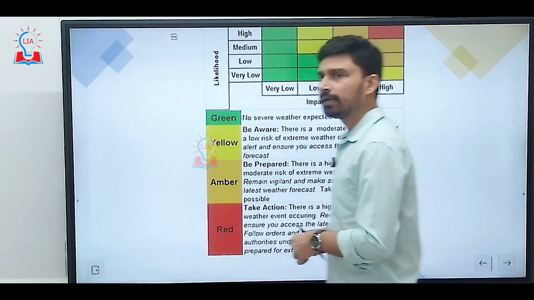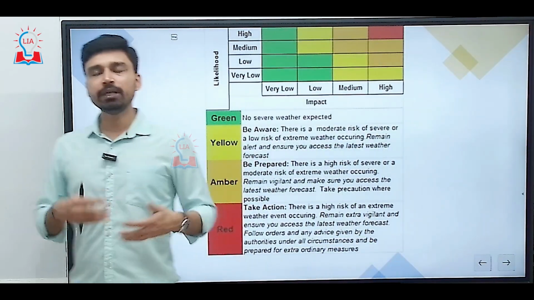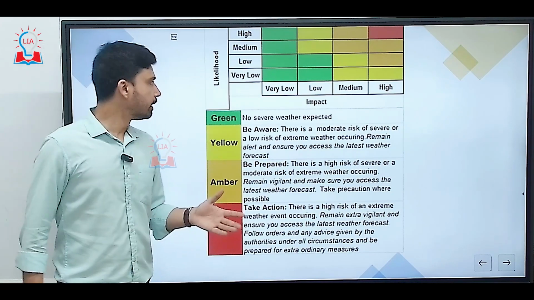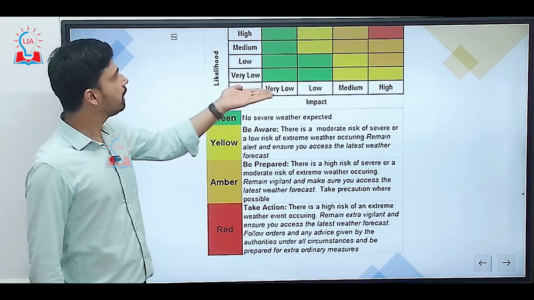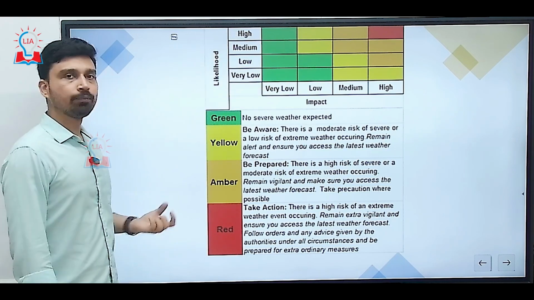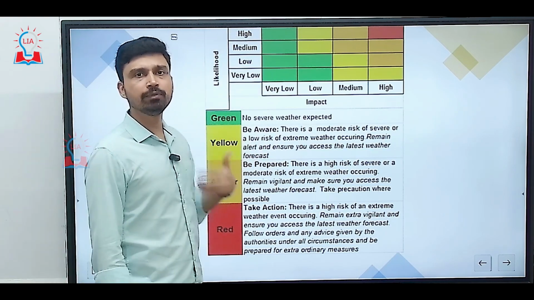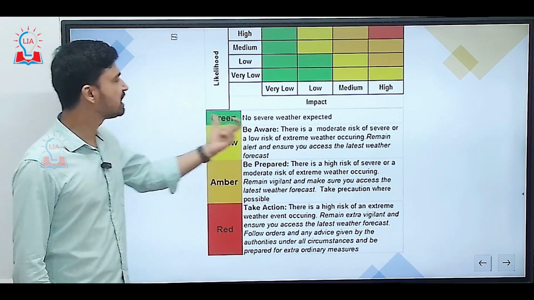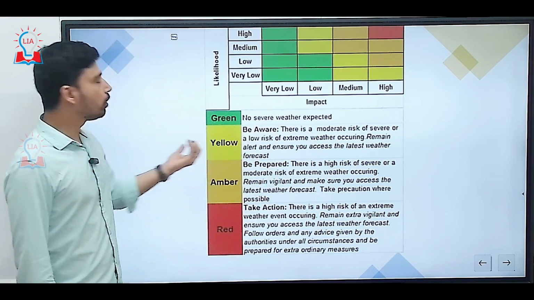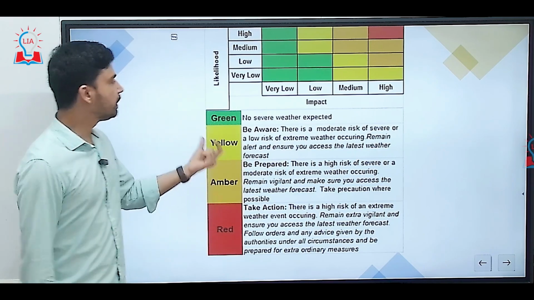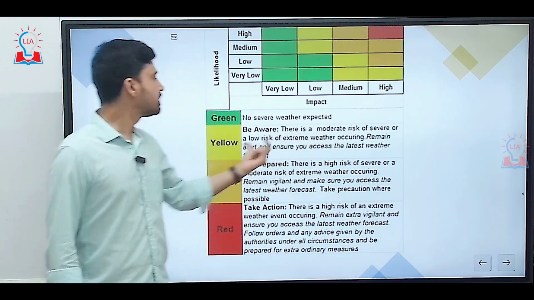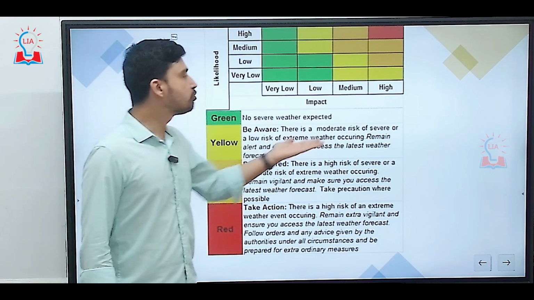Now, based on the intensity of the cyclone, IMD issues warnings to the affected area. The warning is basically color coded in nature and it ranges from green at the lower level to red at the highest level. If the green alert is issued, that means there is no severe weather expected. If a yellow alert is issued, that means it is a warning for the people of the region to be aware that there is a moderate risk of severe or low risk of extreme weather occurring.